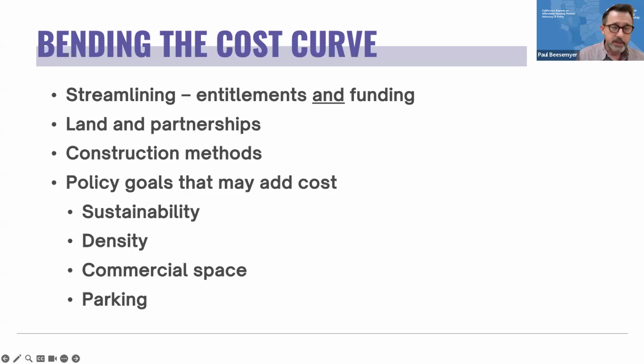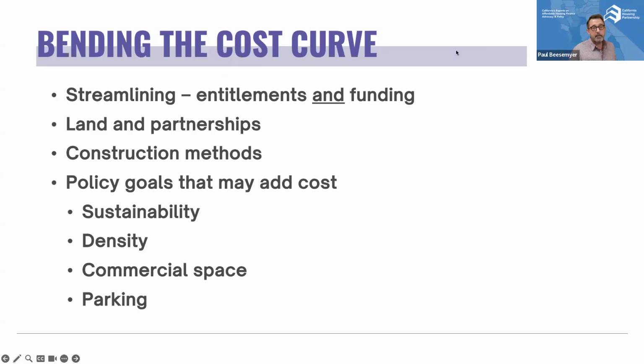And so the question is then, how do we bend the cost curve? And that is a hard thing to do, I gotta say, because affordable housing developers are building in the same materials environment and, in a lot of cases, a more constrained labor environment than market rate developers. So how do we do it?